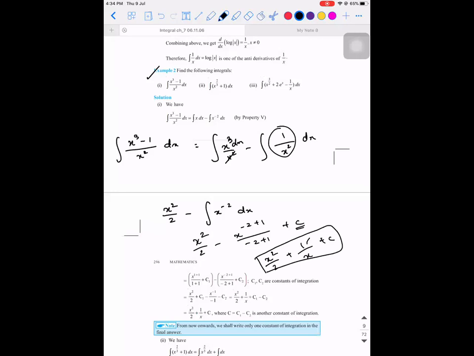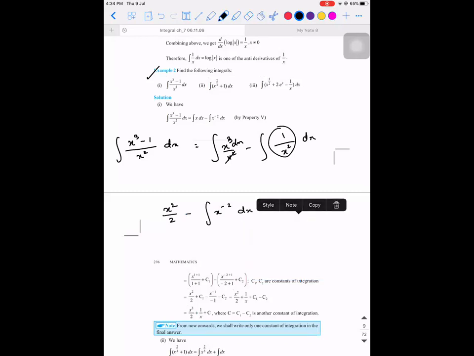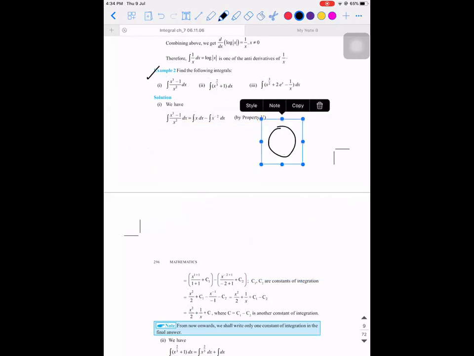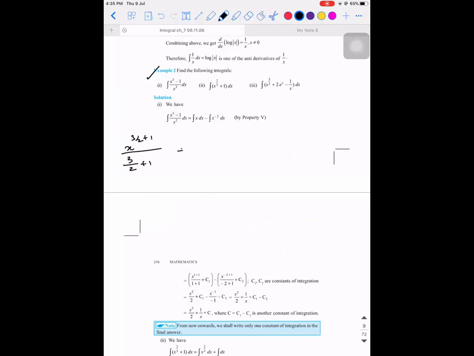x power 3 by 2. So x power 3 by 2 plus 1 divided by 3 by 2 plus 1. So 2x power 5 by 2 by 5 plus x plus c. Let me check. So integral of x power 3 by 2, I'm directly writing it: x power 3 by 2 plus 1 divided by 3 by 2 plus 1, plus 2 into e power x minus log of mod x.